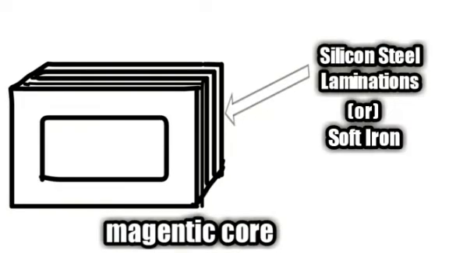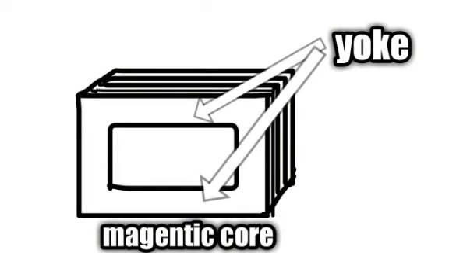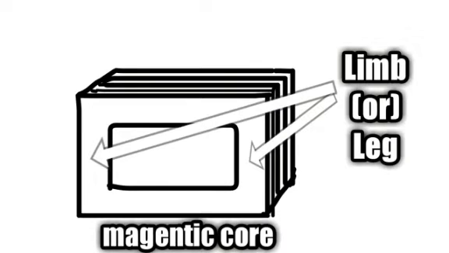The magnetic core is made with silicon steel laminations or soft iron. The magnetic core is divided into two parts. The horizontal portion of the core is called the yoke, and the vertical portion of the magnetic core is called the limb or leg. The purpose of the magnetic core is to provide a low reluctance path for the magnetic flux, and also it provides support for the windings.